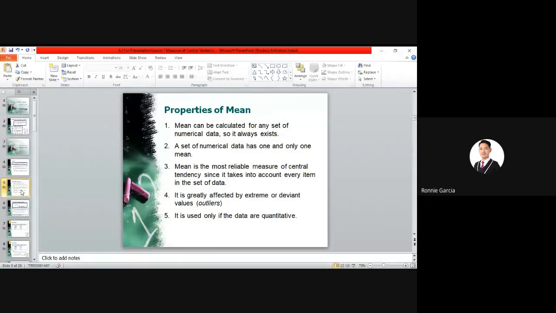The third one is it is the most reliable measurement of central tendency. Take note of the word, the most reliable. That is why this is the most used proper measurement because of this property number three. It's the most reliable measure of central tendency since it takes into account every item of the data set. If you can still remember when you got your average, for example, the closest example that we can actually relate to is when you are computing the average of your grade.